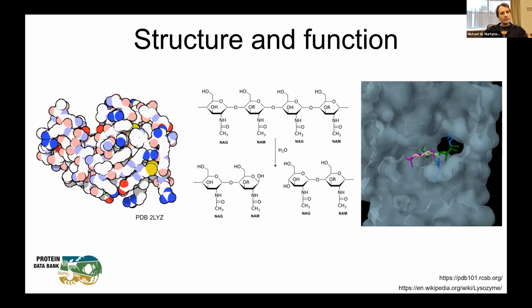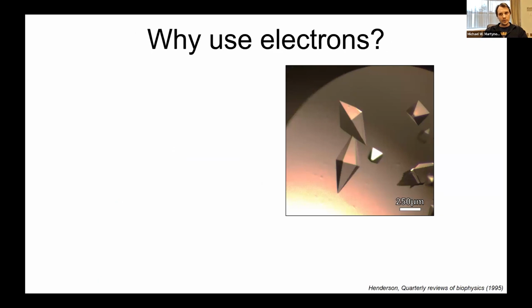So another thing I want to address here is, because I'm talking about proteins, and if you know anything about biochemistry, the first question you might ask, when I'm talking about protein structures, is why are you talking about electrons?